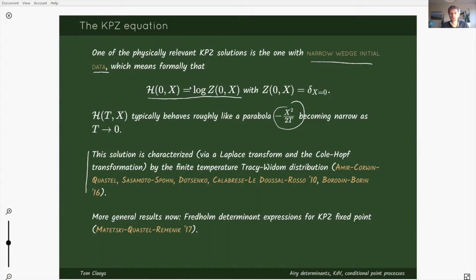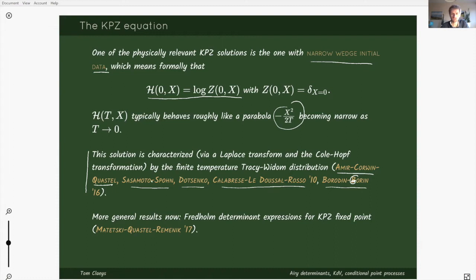So this is one example of a result. It's a result that was obtained by Amir, Corwin and Quastel around 2010, and also independently by some other groups with varying levels of rigor, I would say. Amir, Corwin, Quastel had a complete rigorous proof. Then Sasamoto and Spohn also had an almost complete proof, but there was some step that they couldn't prove rigorously. And then there were also some works more in the physics literature.